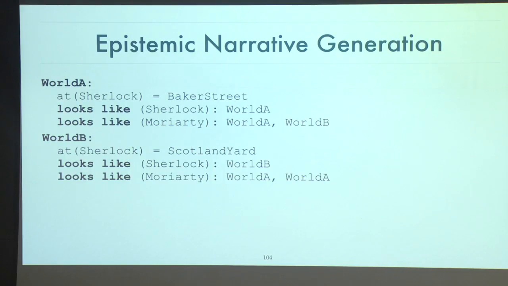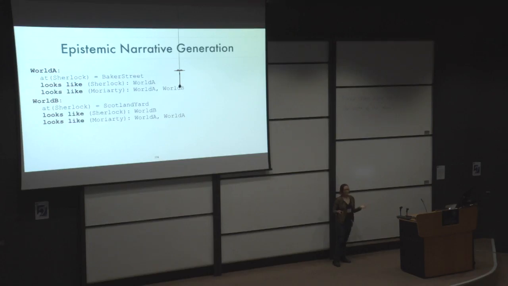So I am switching over to a bit of a detective story kind of setting in which Sherlock is either at Baker Street or Scotland Yard, and Moriarty doesn't know where Sherlock is. Of course, Sherlock knows where Sherlock is. So we have two possible worlds, World A and World B, in one of which Sherlock is at Baker Street, and it looks to Sherlock like that world is the actual world, including all three of those things, right? But it looks to Moriarty like it could be World A or it could be World B. And World B is simply symmetric, where Sherlock's in Scotland Yard.